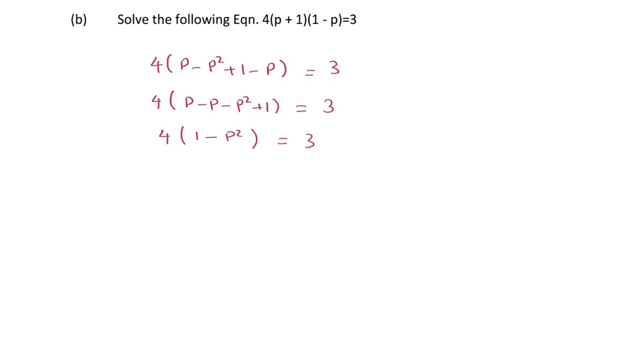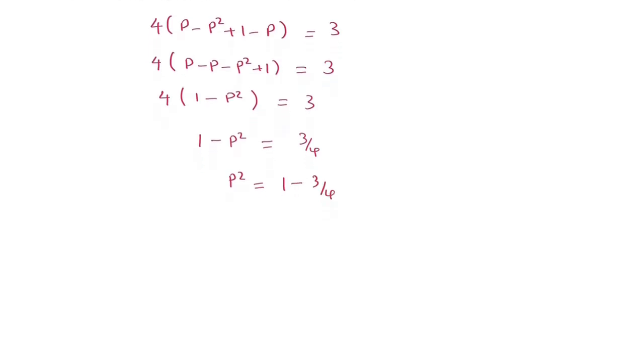Okay, so now we are going to divide by 4 both sides. Then our equation is going to be 1 minus p squared equals to 3 over 4. Okay, so next we are going to rearrange the equation to collect the constant terms. Then our equation is going to be p squared equals to 1 minus 3 over 4, of which this becomes p squared equals to 1 over 4.